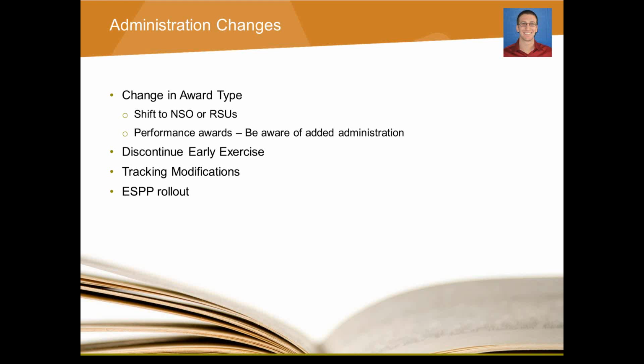Modifications we talked about. And then ESPP, employee stock purchase plan, we definitely see a lot of companies right after they go public, or maybe in conjunction with their IPO, is when they start their ESPP, which is a great benefit to employees, but another new equity item that you need to account for.